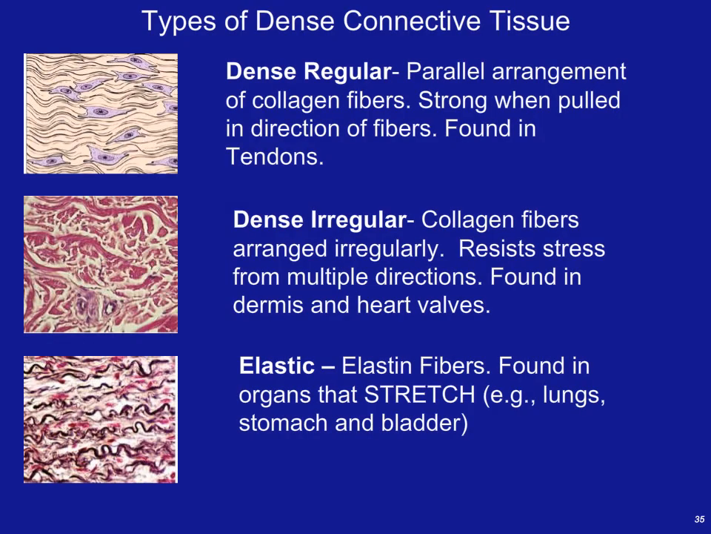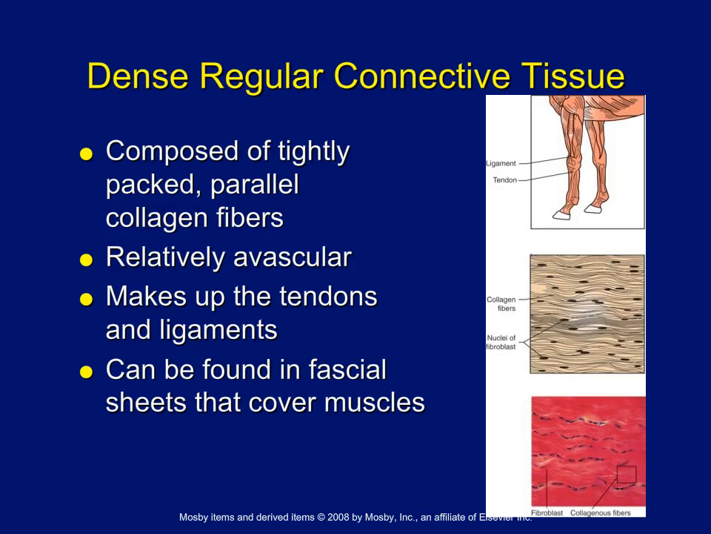Okay, now let's go on to talk about the dense connective tissues. Dense connective tissues have very tightly packed fibers, and they can be divided into one of three categories: dense regular, dense irregular, and elastic. And we're going to look at examples of each of these three categories. So dense regular connective tissue consists of tightly packed parallel collagen fibers, and this tends to be found in areas like tendons and ligaments. Remember, a tendon connects muscle to bone, and a ligament connects bone to bone.